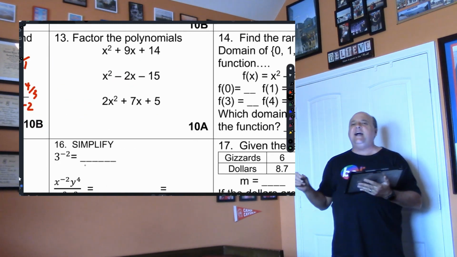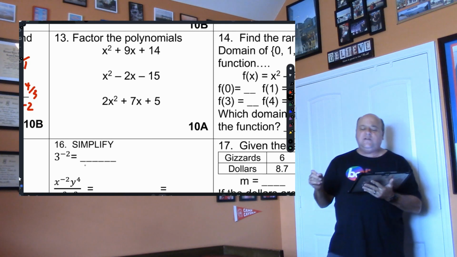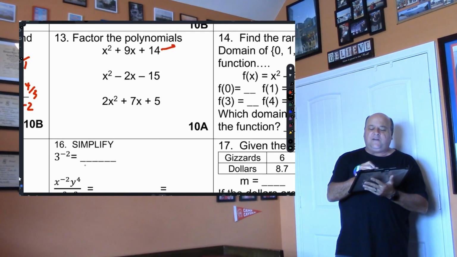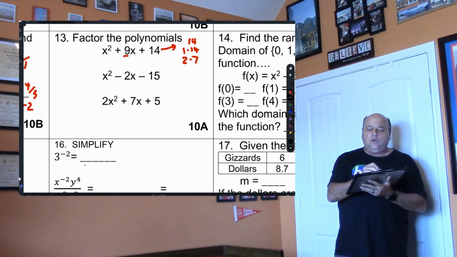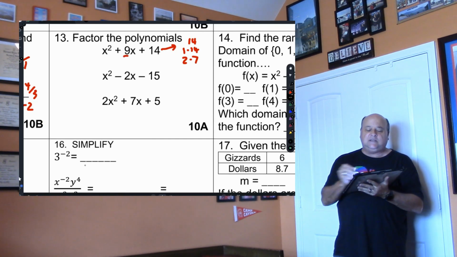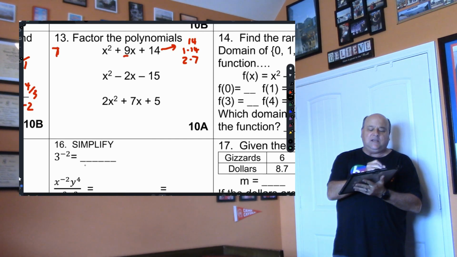Number 13, factoring is F-U-N, fun, fun, fun. So we have our factors of 14. That's only 1 and 14 and 2 and 7. Which ones add up to 9? It's the 2 and the 7. So over here I'm going to put 7 and 2.